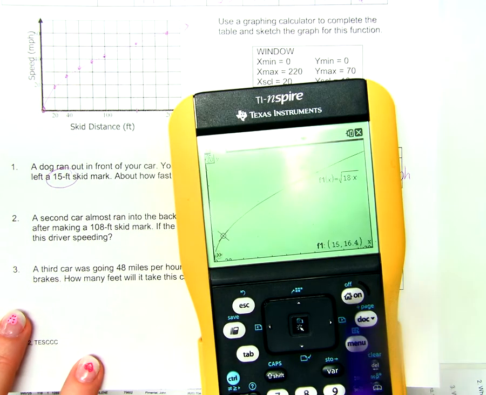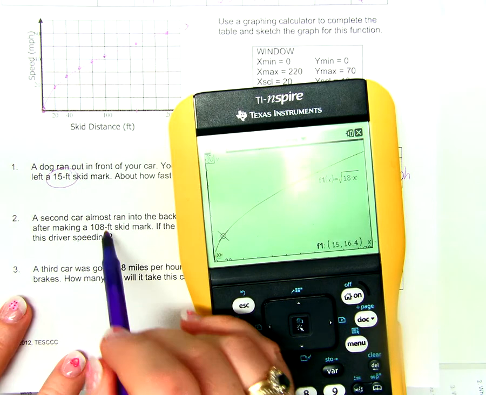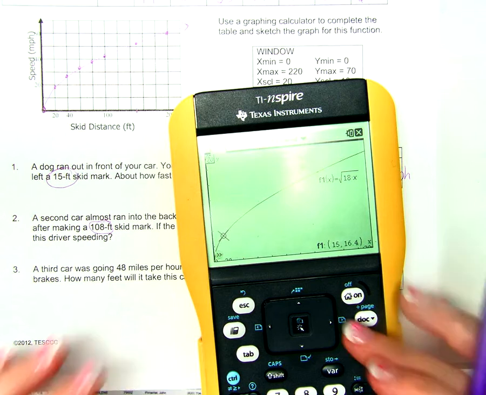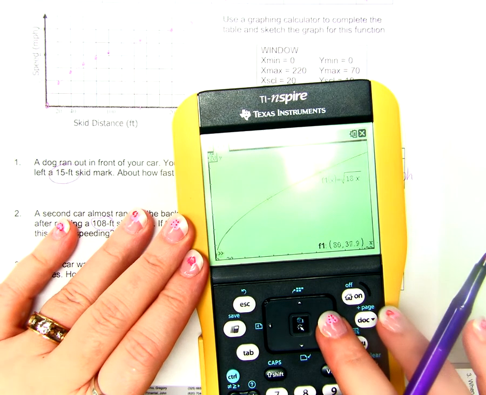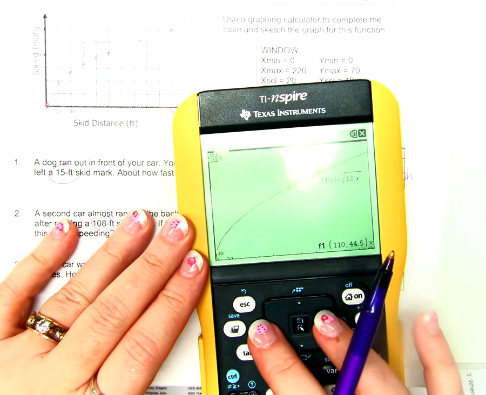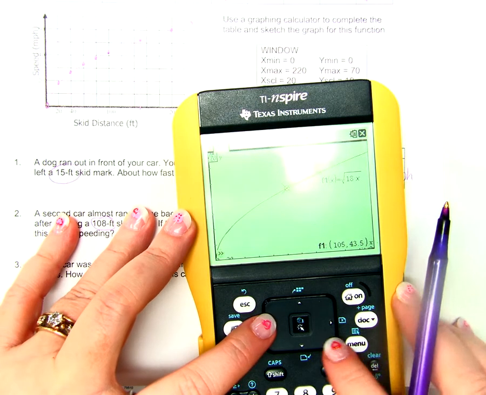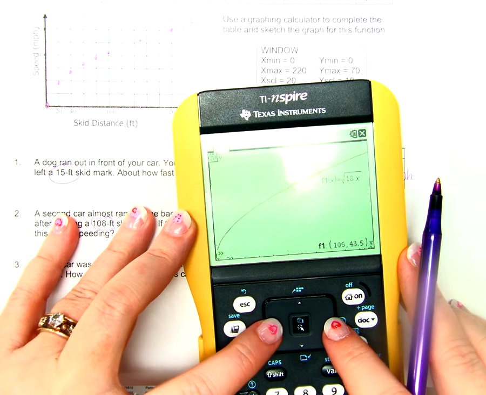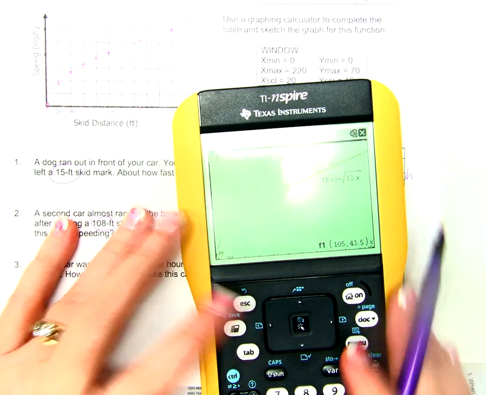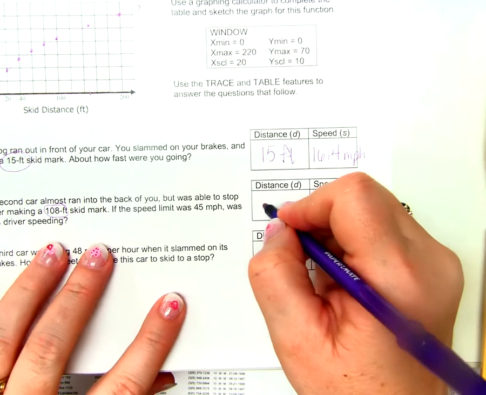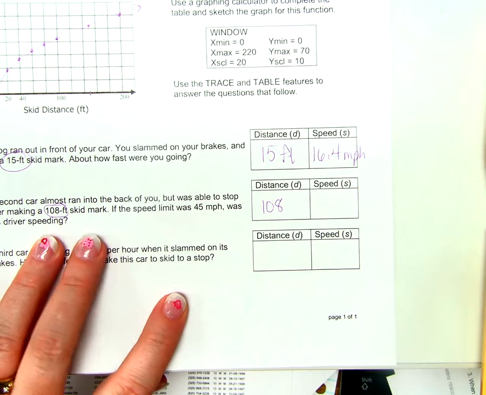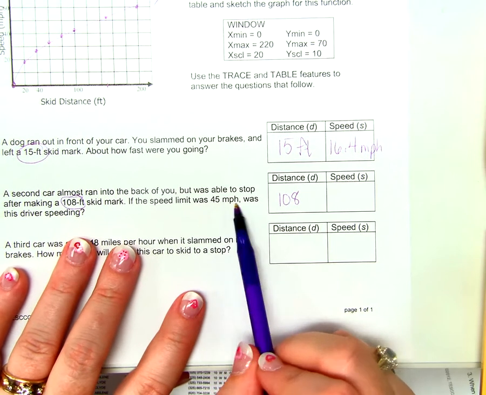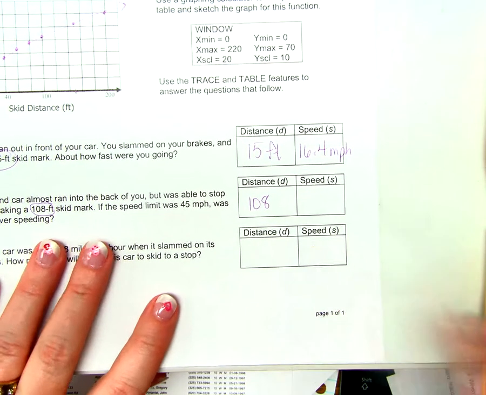Can I use my trace and get to 108? I can go, okay, well first let me go look at 110, because I can't get to 108 because it's counting by 5s, right? So there's 110 and there's 105. 105, 110. So what do you think? Well, I got to know the distance first. I know this. I got to know the speed. I know the distance is 108. Why do I have to? Because it asks me. Okay, it does ask me were they speeding or not, but it also asks me the speed. So I have to know what the speed is.